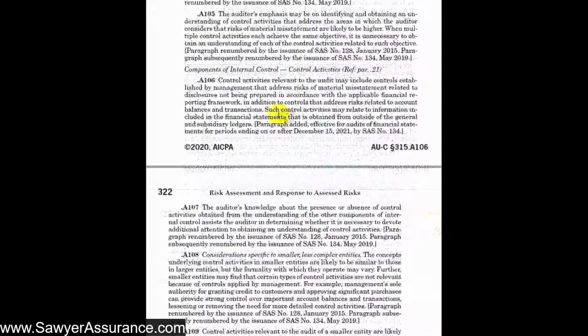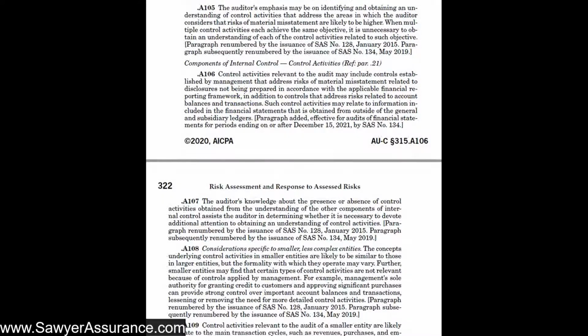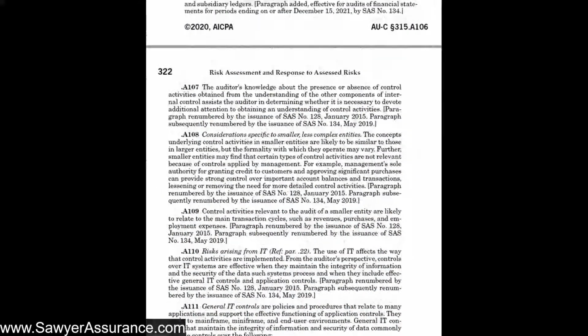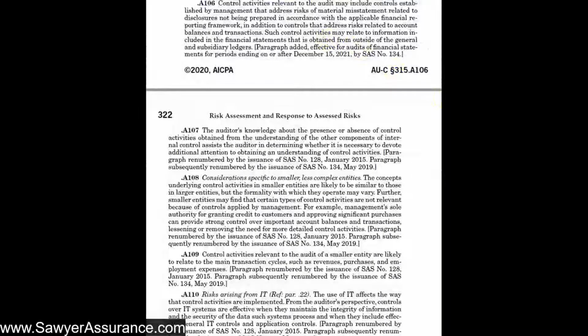Another example of a control activity that might be relevant to the audit may include controls established by management that address risk of material misstatement related to disclosures not prepared in accordance with the appropriate financial reporting framework. So we're not only looking at the financial statement line items, we're also looking at the disclosures, to understand what controls are in place to make sure those disclosures are made appropriately. Perhaps management has a disclosure checklist that they use to make sure they've included all of the disclosures.